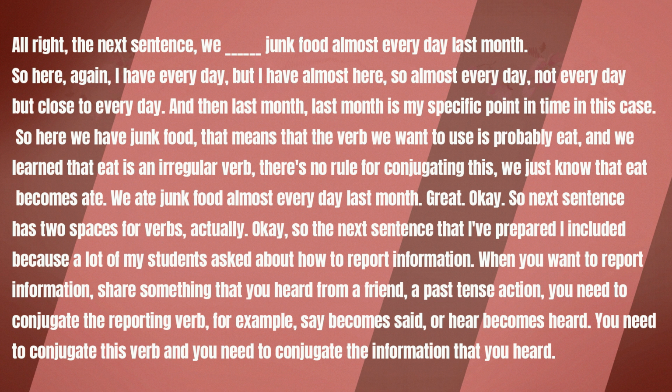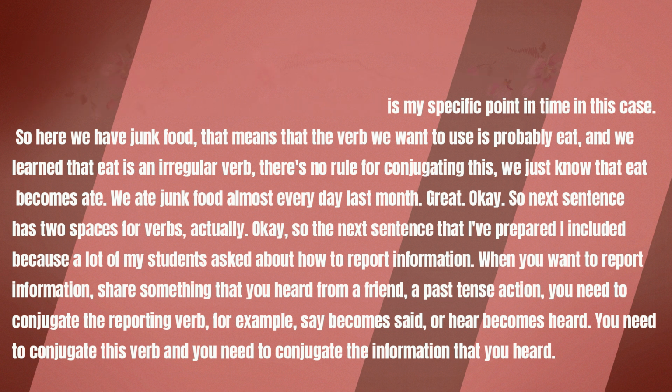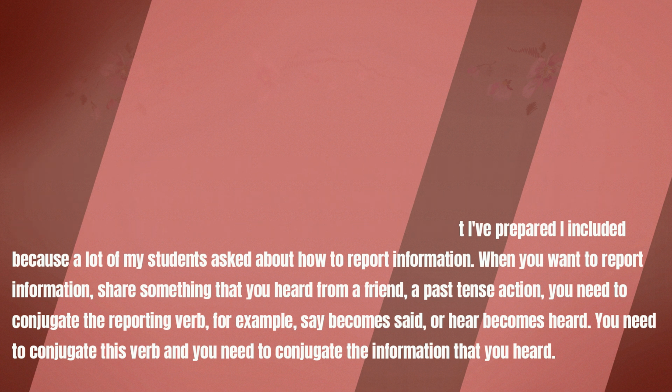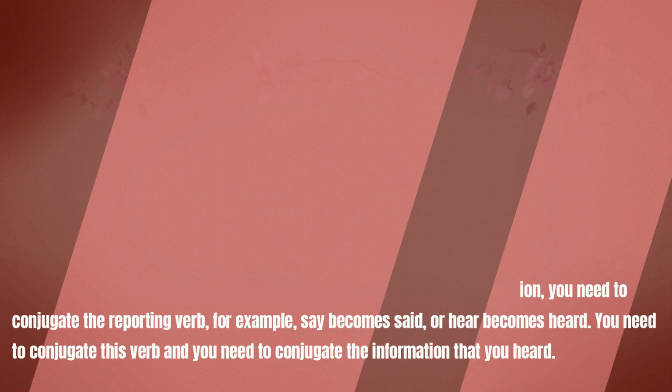Great. Okay. So next sentence has two spaces for verbs, actually. The next sentence that I've prepared, I included because a lot of my students ask about how to report information. When you want to report information, share something that you heard from a friend, a past tense action, you need to conjugate the reporting verb. For example, say becomes said, or hear becomes heard. You need to conjugate this verb, and you need to conjugate the information that you heard. So there are two past tense conjugations that should happen when you report information.